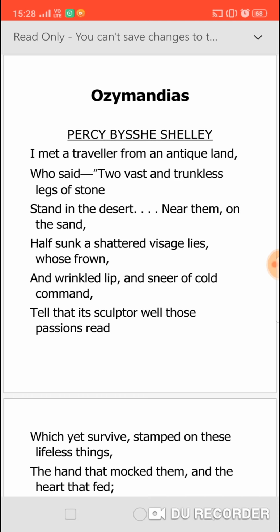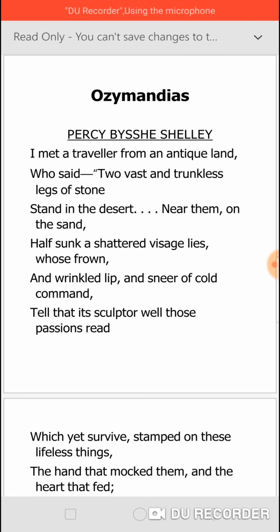Near them on the sand, half sunk, a shattered visage lies. And he says, near those two vast trunkless legs, in the sand, there was a face. Visage means face, which was shattered. Shattered means when a statue becomes very old, when the wind blows very strong, or when small dust particles or mud keep on falling on the face of the statue, it will be shattered, almost broken.